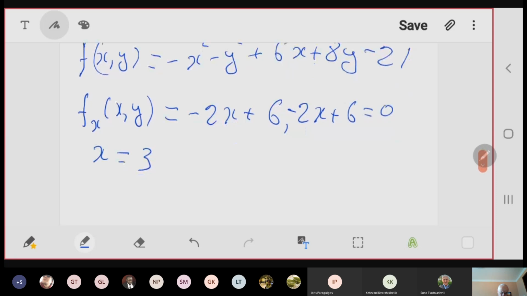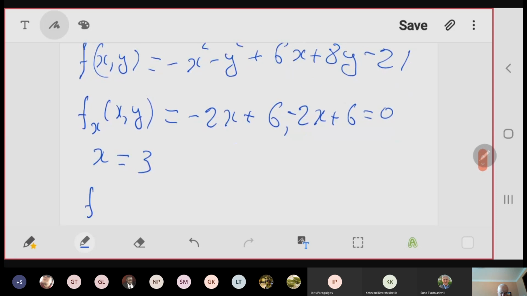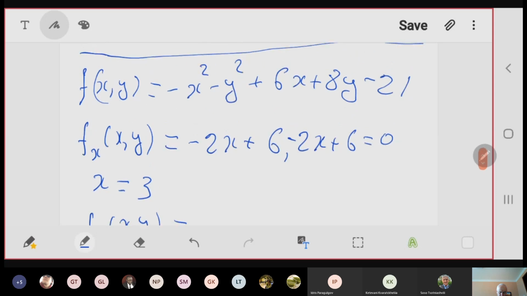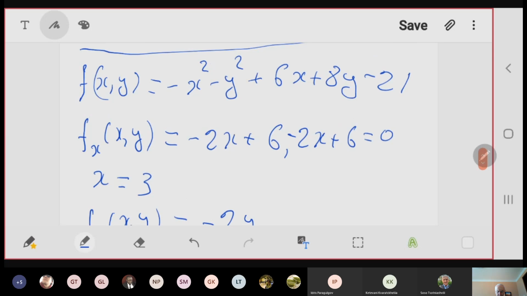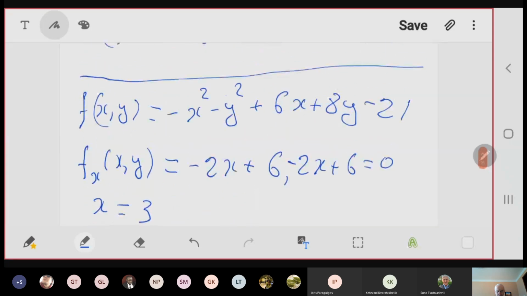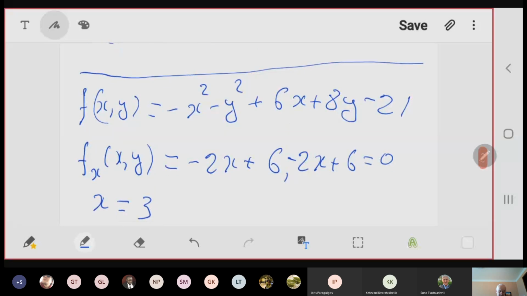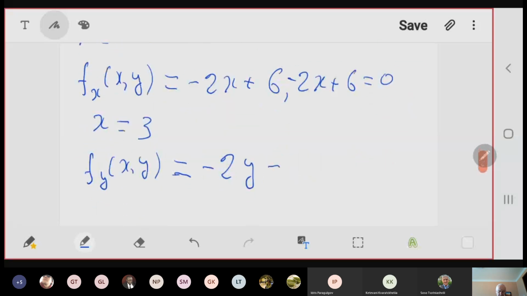Okay, as for another partial derivative, f_y, it is going to be the derivative of minus x squared. It's 0. Yes, minus 2y. Absolutely. So here we have minus 2 times y and plus 8, because the derivative of 6x minus 21 is 0. So minus 2 times y plus 8.